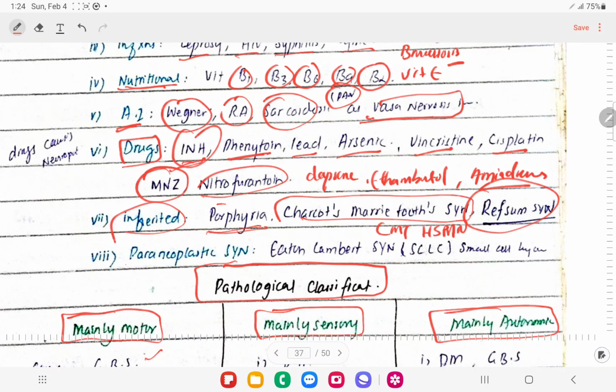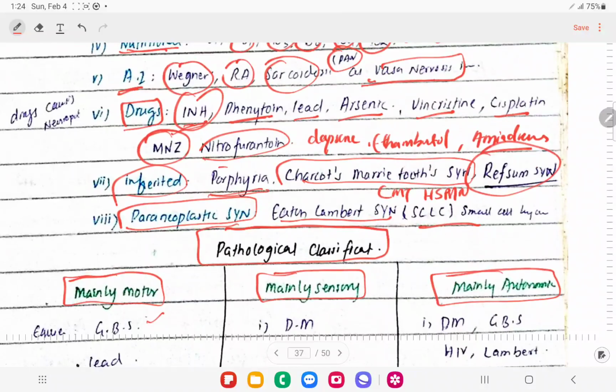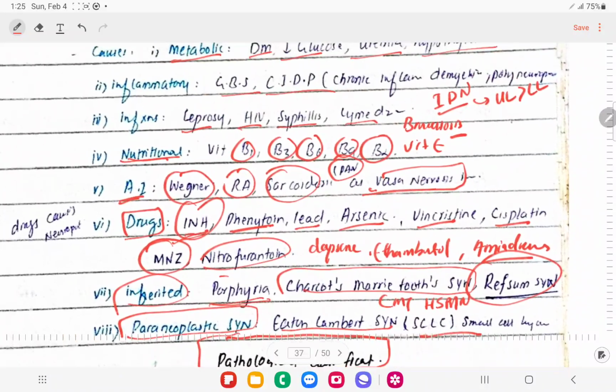And the last one is polyneuropathies associated with paraneoplastic syndrome. So we have Eaton-Lambert syndrome that is associated with small cell lung carcinoma, right? So that's all about the important causes of the polyneuropathies, right?